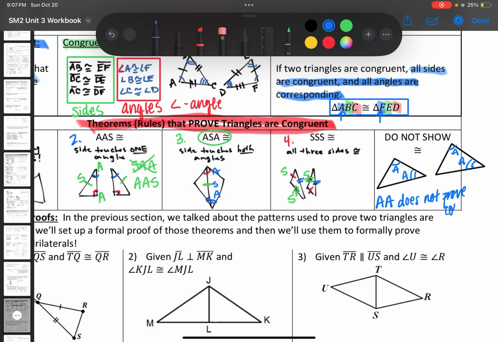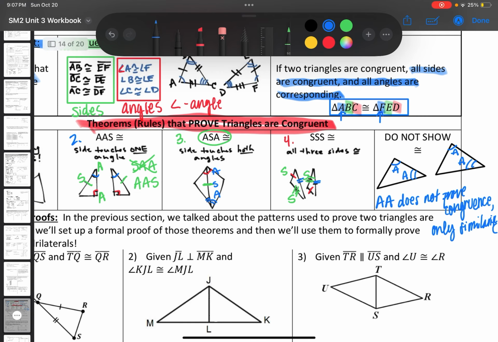So this looks familiar to you because angle is actually what we use to prove similarity, right? So angle only proves similarity, not congruence. So we're not going to use angle in this example, okay?